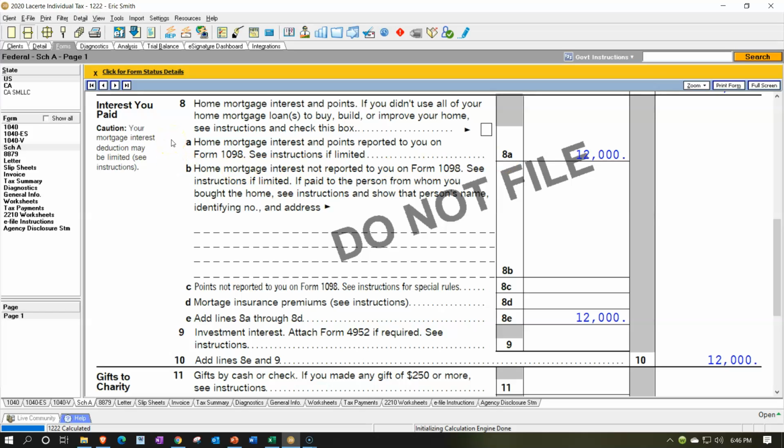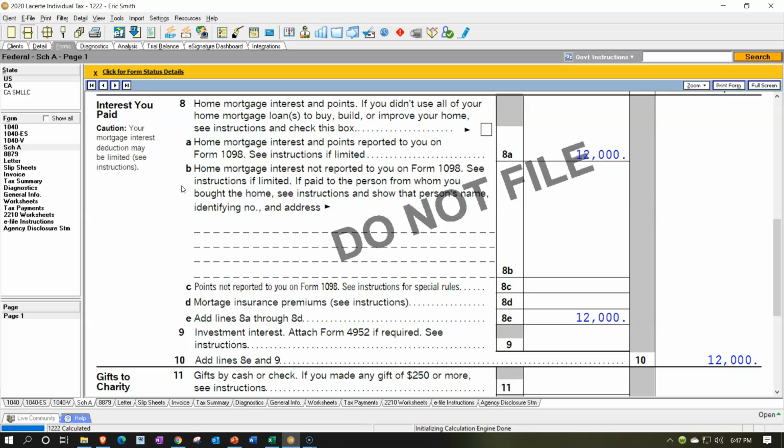So home mortgage interest and points reported to you on Form 1098. So these are going to be the ones reported on the Form 1098. That's what you're going to get from the financial institution reporting the mortgage interest. Home mortgage interest not reported to you on Form 1098. So you could have a situation where you didn't get a 1098 for whatever reason. Again, that would be a more unusual situation.